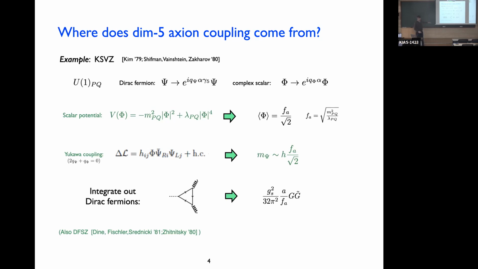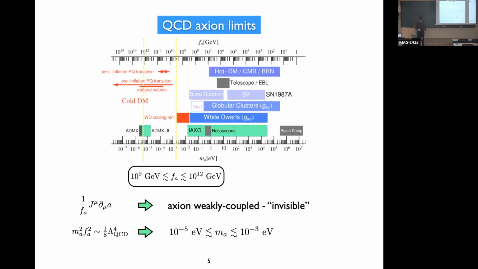And I'm being very quick here because obviously I assume that people are familiar with this. And then finally, just in this intro part, the QCD axion limits. These are the current limits. The f_a here, the decay constant, is constrained to be between 10 to the 9 up to 10 to the 12.